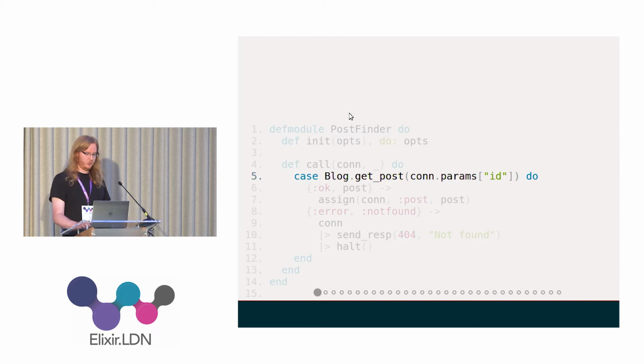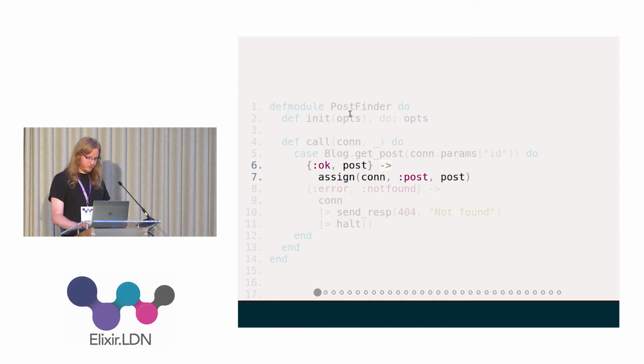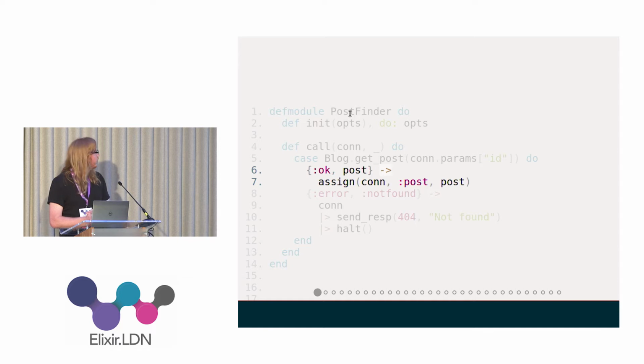So we'll take the params. So this will either be body params, query string, or URL parameters. In this case, it'll likely be the URL. And if the blog post is found, then we will assign it. So assigns is a map of data that's available on a Plug.Conn, and you can just put whatever you like in there, and it'll be available for subsequent plugs.